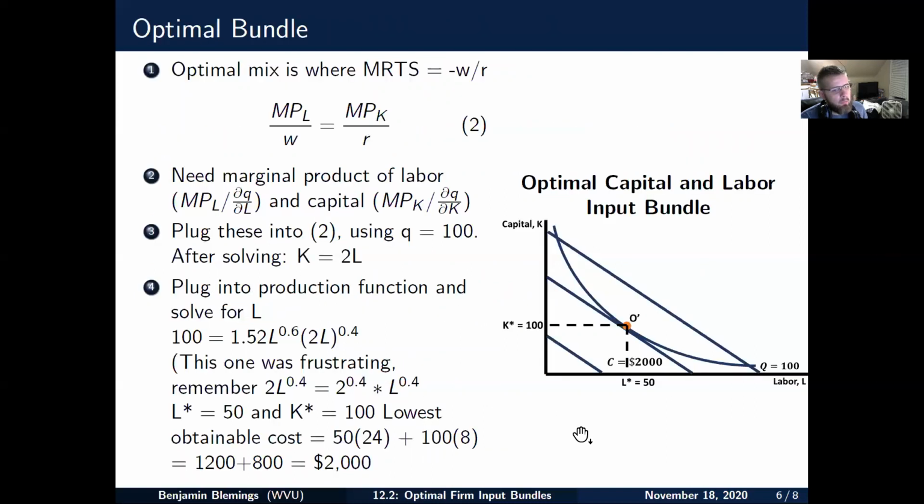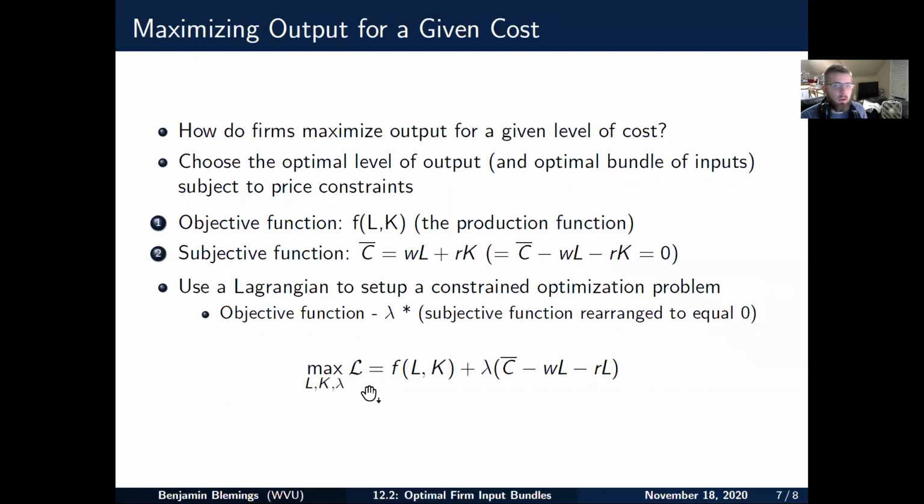And kind of what we've done is gone through and minimized costs. Sometimes an alternative way to solve the problem, which I won't test you on, is using a Lagrangian to maximize output for a given cost, which is kind of the same thing, or you'll get the same answer. It's just kind of switching around what your objective and constraints are. And you would go through and solve this Lagrangian. And so I'm just going to be nice and not make you do that.